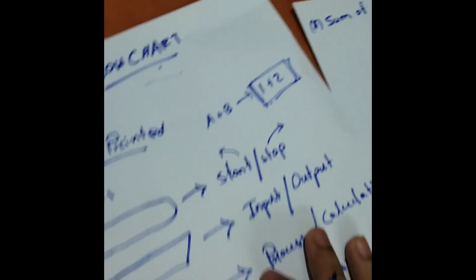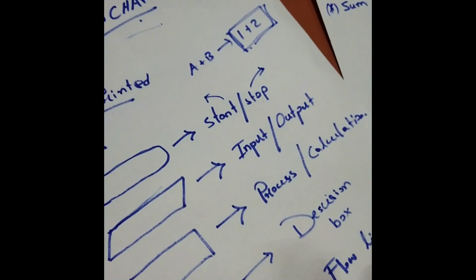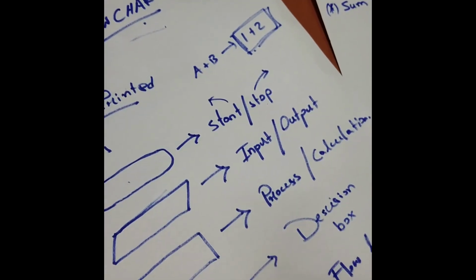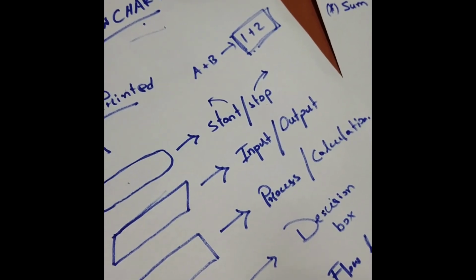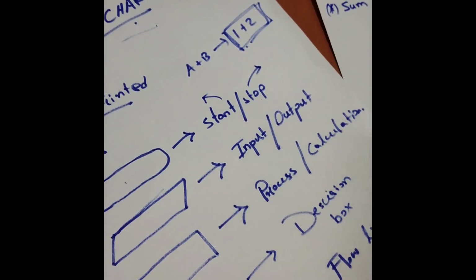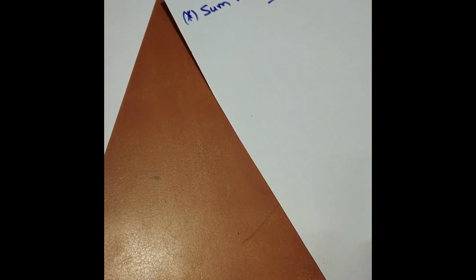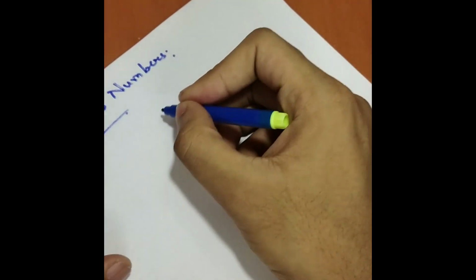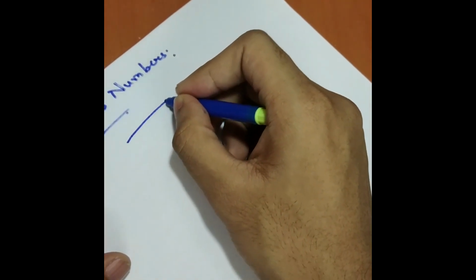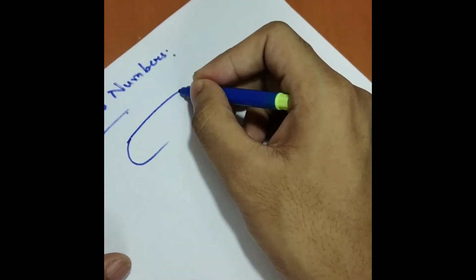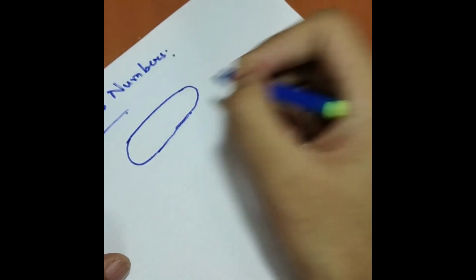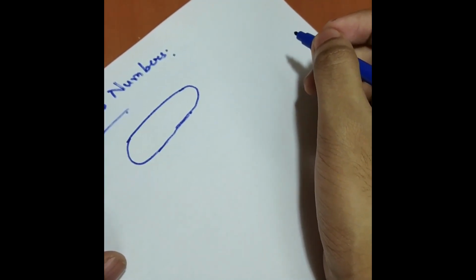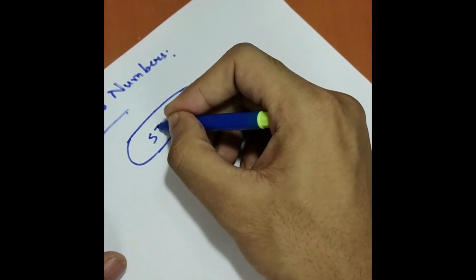From the first paper, what was this? This is the start or stop button, right? Or box, as you say. So let's start the program then. Let's start the program. This is the start button. Start.